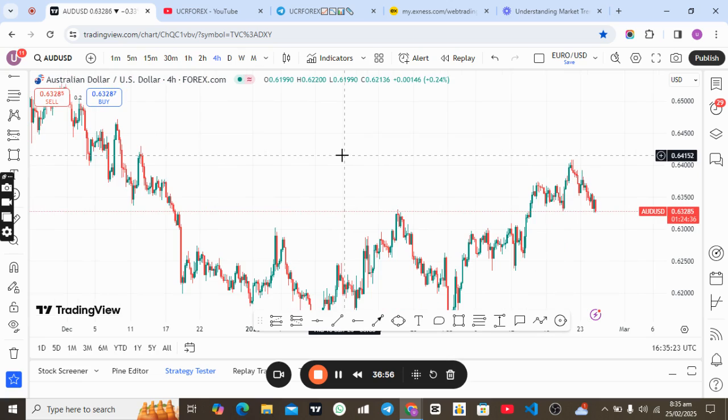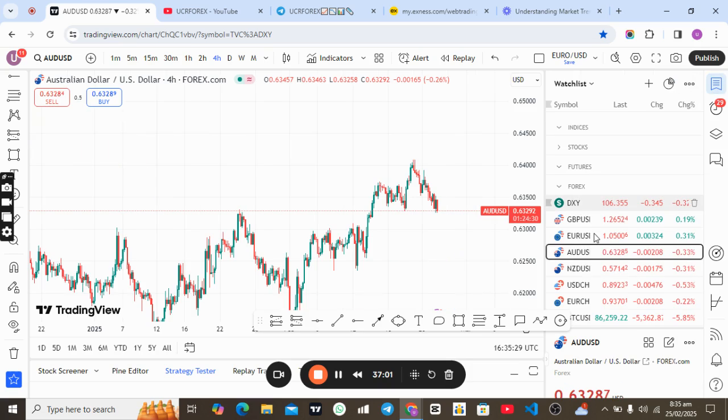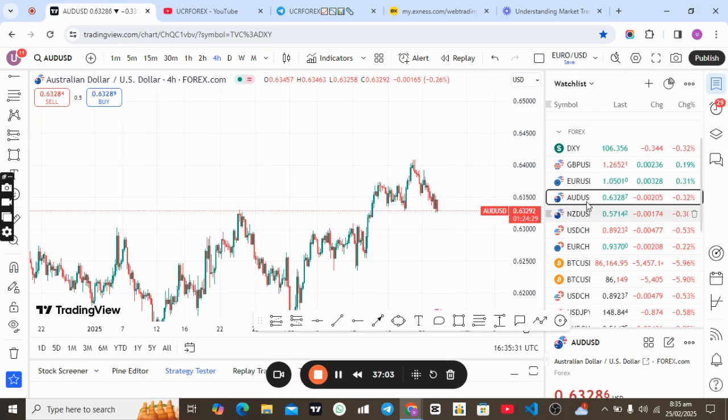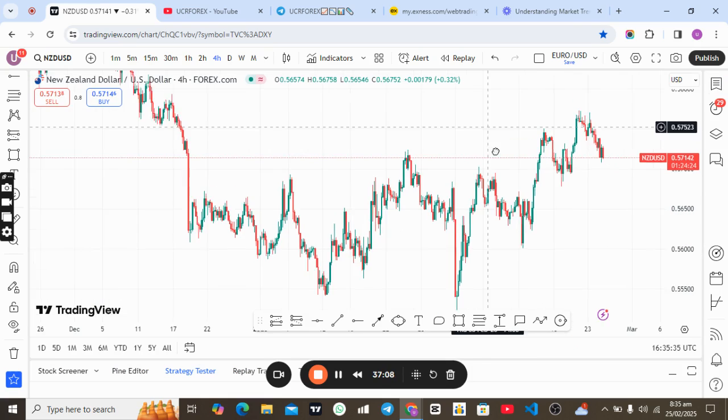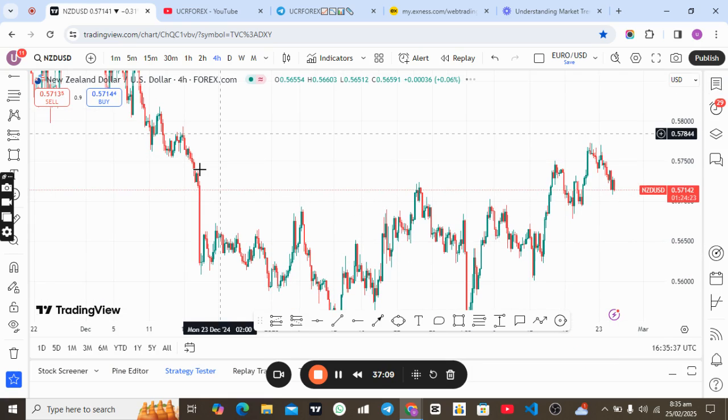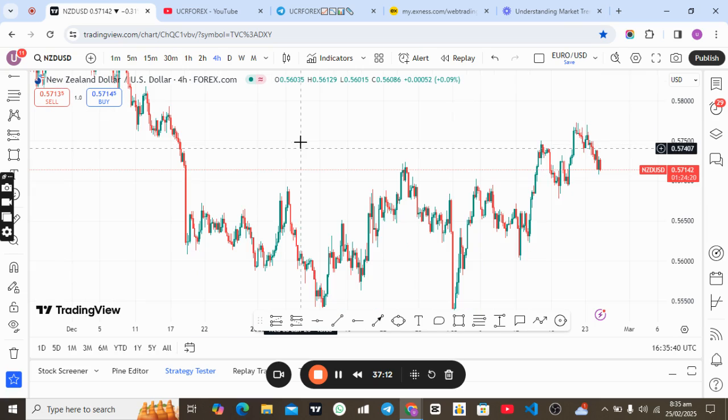Things here are not clear, but you just need to know that this EUR USD and GBP USD is very enough for you. The two of them are okay for you to trade. All these things move in the same direction. That's what you need to know for this one now.